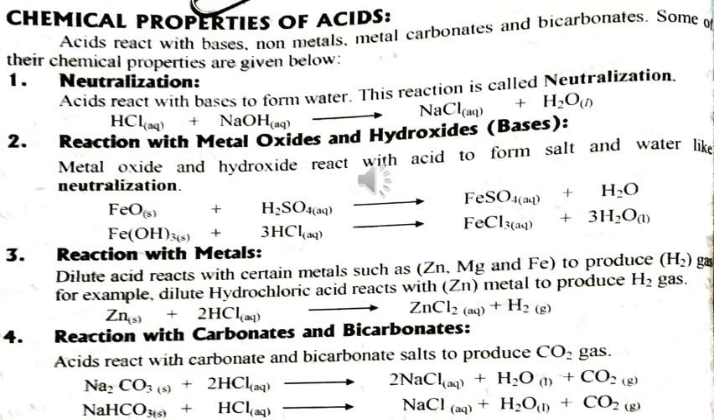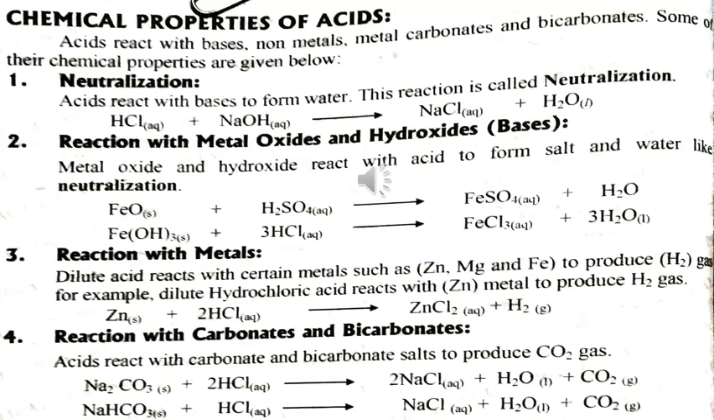Reaction with metal oxides and hydroxides. Hydroxides mean bases. Metal oxides and hydroxides react with acid to form salt and water, like neutralization. Ferric oxide plus sulfuric acid, H2SO4, produces ferric sulfate plus water.